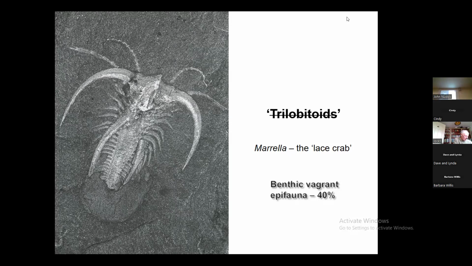And much later in his career, he debunked that grouping, and he put Marrella in a group called the Marrellomorphs, with some very similar arthropods from the Devonian and Silurian. And that group are now telling us quite a bit about the early evolution of arthropods. And it's thought that they are ancestral to the 3 great groups of marine arthropods, the trilobites, the crustaceans, and the chelicerates, which includes the spiders and scorpions.